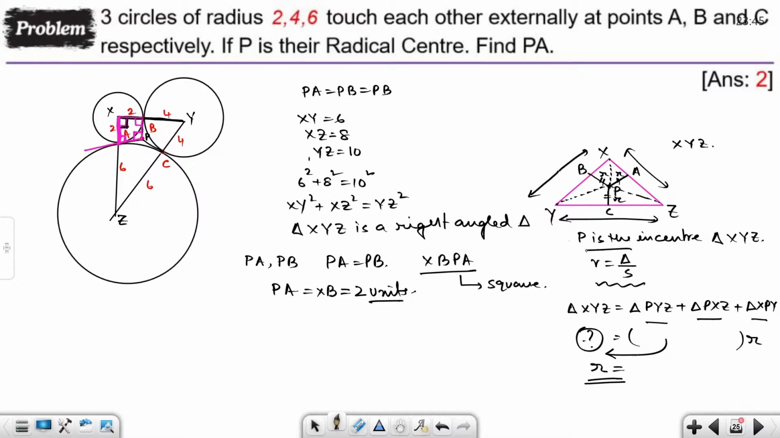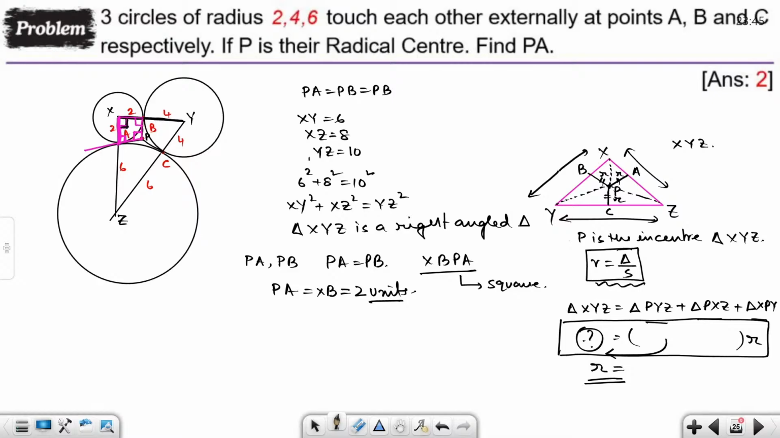Actually, this formula came from this only. I am not proving it right now because it will be completely a new thing over there. We will cover this in properties of triangle. So those who know can do it.